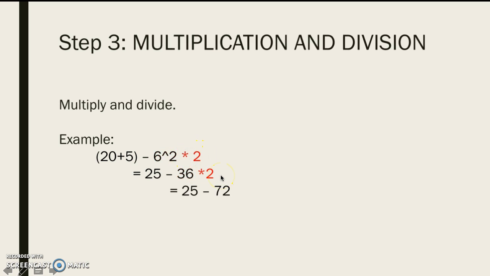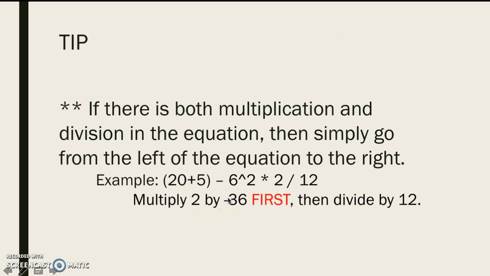Now, our third step of the order of operations is multiplication and division. So there's no division in this specific equation, so we're just going to pay attention to multiplication. So using what we already know from this equation, we have 25 minus 36 times 2. So we're going to be paying attention to the negative 36 times 2, carrying the 25 down, and now we're at 25 minus 72.